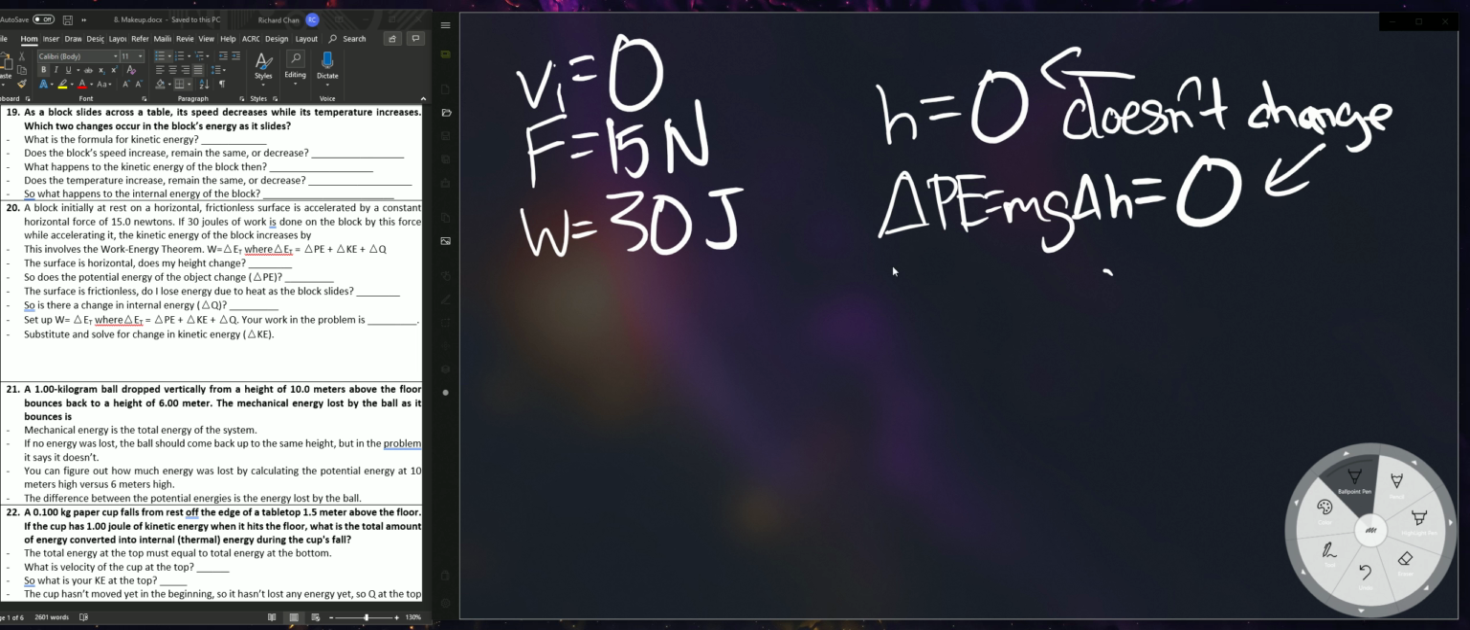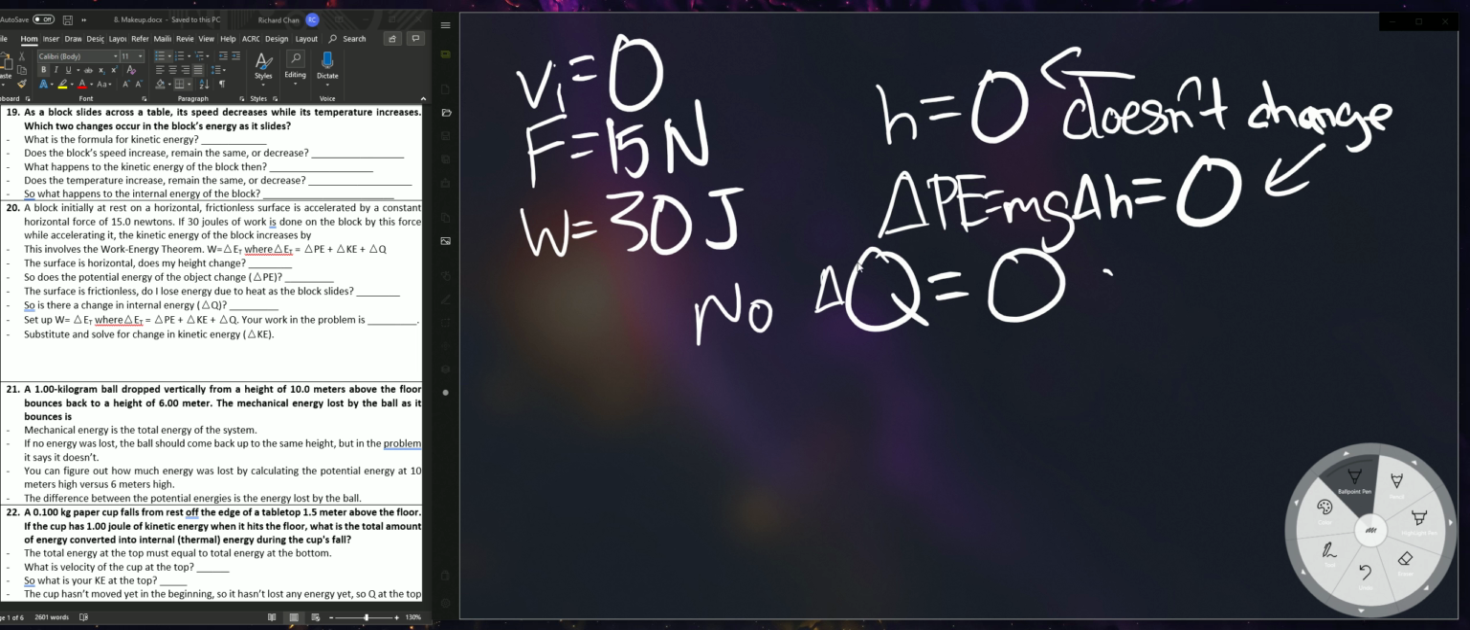And so the surface is frictionless. So do you lose any energy due to heat if your surface is frictionless? No, so your Q is zero. And so you can say that no, it doesn't lose energy. And so is there a change in internal energy? No, your change in internal energy is zero. So it's no for both prompts 4 and 5.